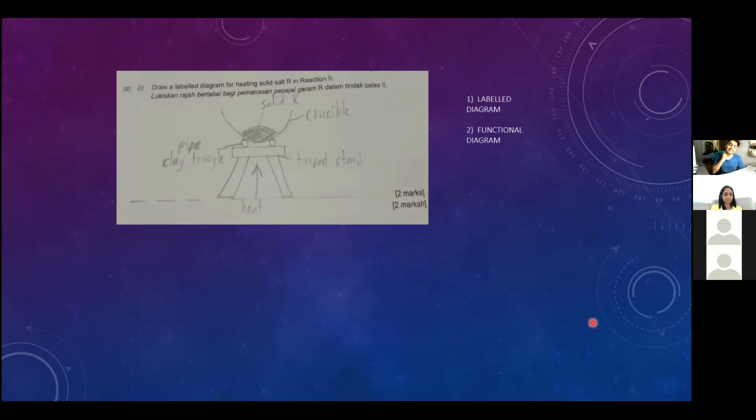Haris, can you help us with the chemical equation for reaction 2? PbCO3 arrow PbO plus CO2. Right, thank you very much.